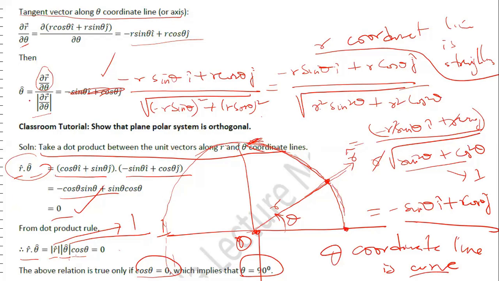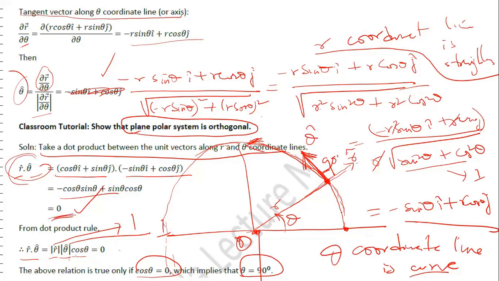So what is the theta cap here? At this particular point, theta cap will be tangent to this circle. So the tangent to the circle will be pointing along something like this. This is your theta cap. So the plane polar system is orthogonal. What does it mean? Orthogonality of the plane polar system means that at this particular point, your r cap direction and theta cap direction are at 90 degrees, because when you take a dot product between r cap and theta cap, you get 0.